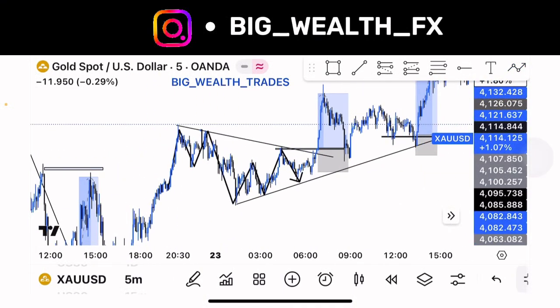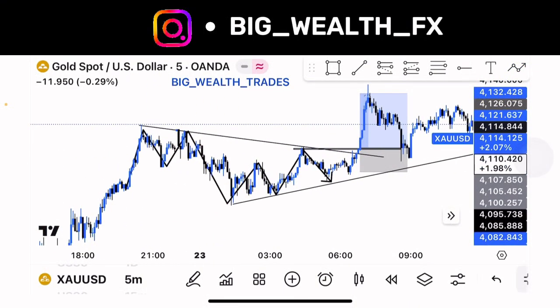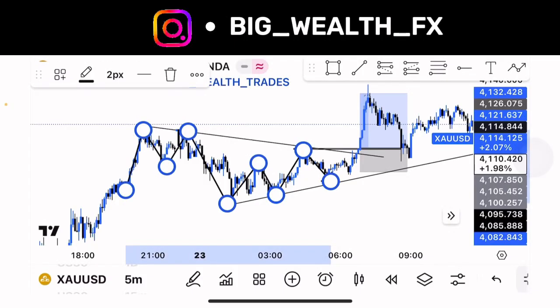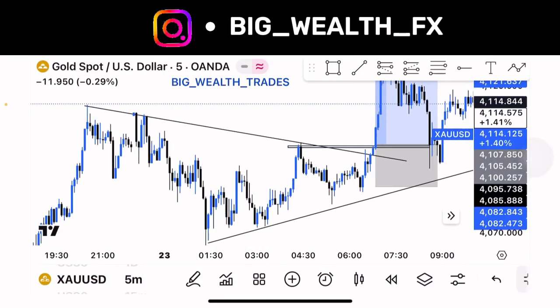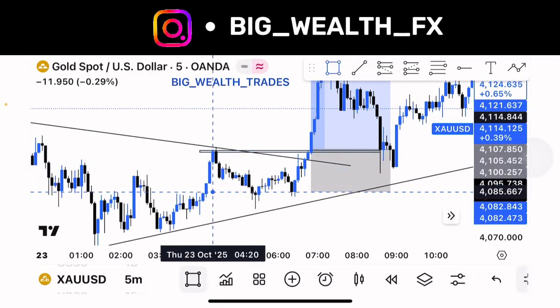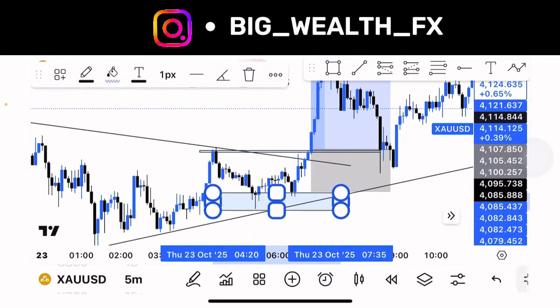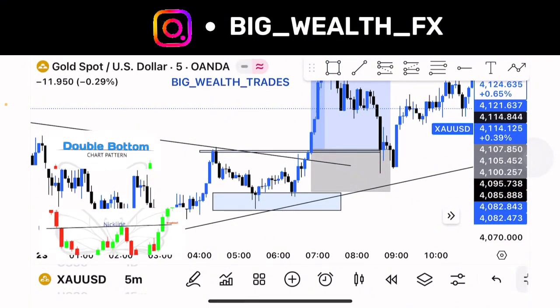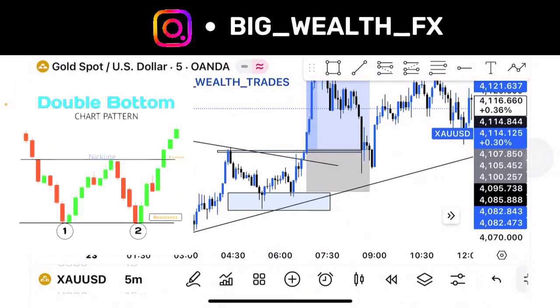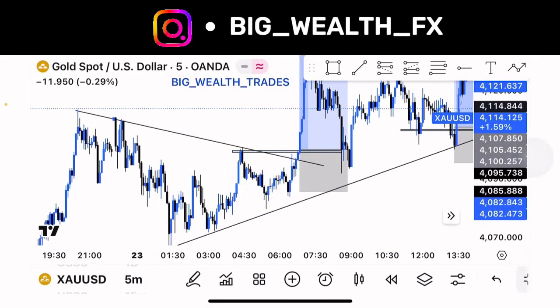See here, price was ranging. If you look well, this is a bullish flag pattern. So at one point, this bullish flag pattern made a double bottom at this point. I told you, you have to be familiar with price action chart patterns. It made a double bottom at this point, so I knew that it was going to break out. That was signifying a buy.